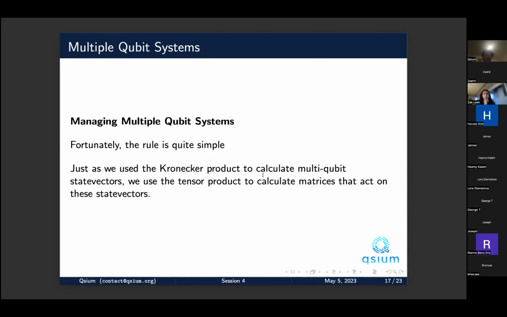So, managing multiple qubit systems. If you look at the lecture slides, just as we use the Kronecker product to calculate multi-qubit state vectors, we use the tensor product to calculate matrices that act on these state vectors. That's a lot of mathematical jargon again, but hopefully it'll be much clearer once we work through different examples.